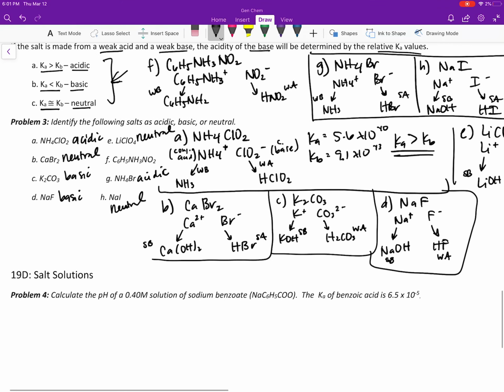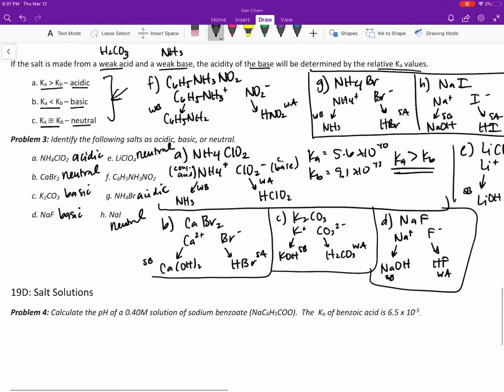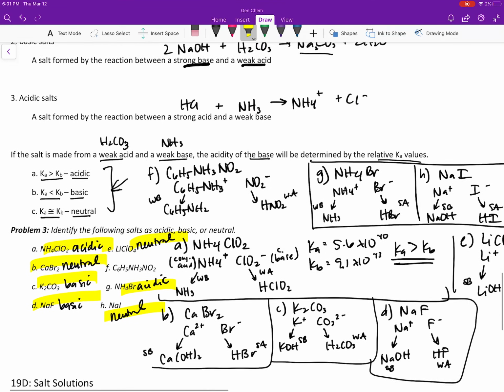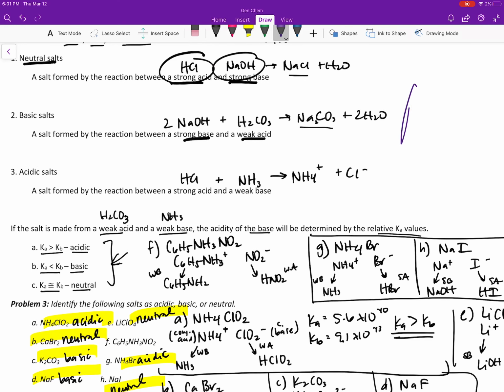So I recommend working it this way, making sure you can identify where it's coming from, and that way you will be ready to go. You have to think about what it forms in water, meaning cations and anions, and then where those cations and anions come from, and that's how you predict the acidity, basicity, or neutral nature of the salts. You need to know these, okay?